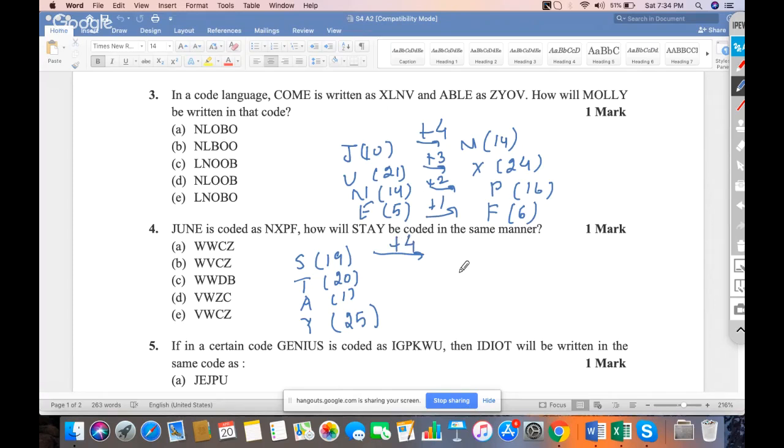So UVW. So W is 23. Then I have plus 3, which is again 23. So W is 23. It is plus 2 here. So C I get, and this is plus 1 here. So I get Z. So WWCZ is my answer, which is option A. So question 5.